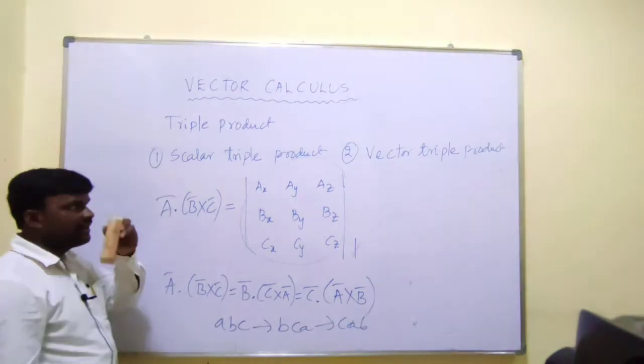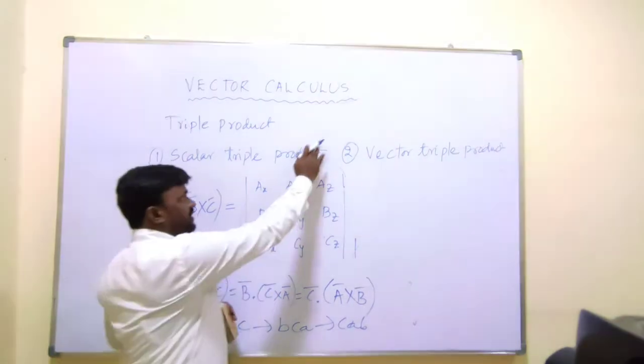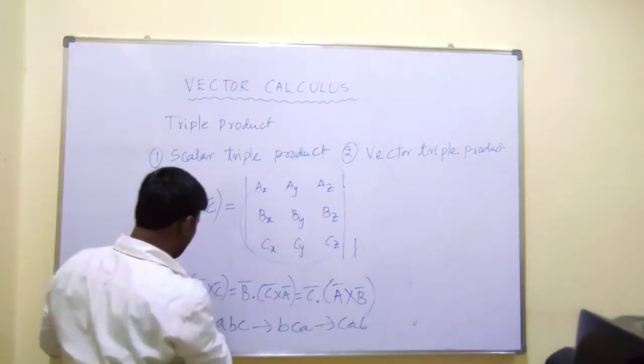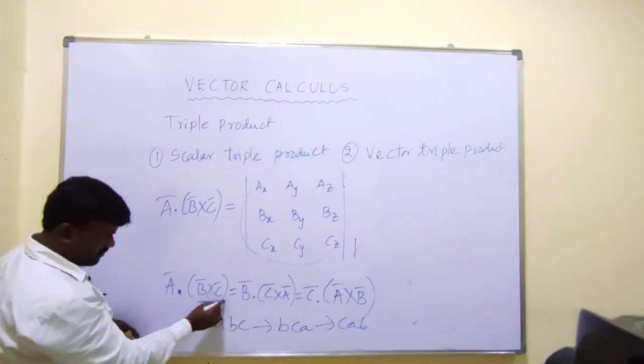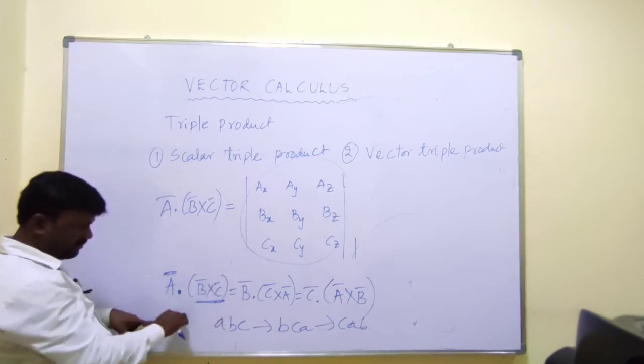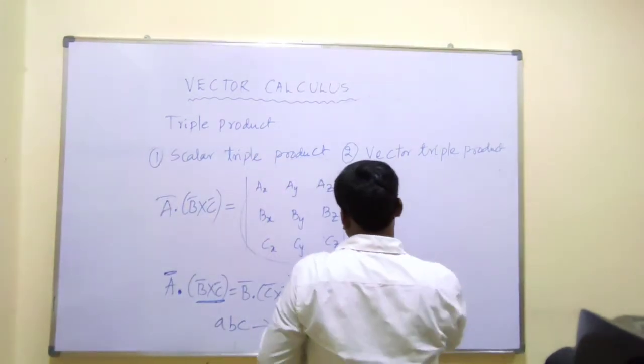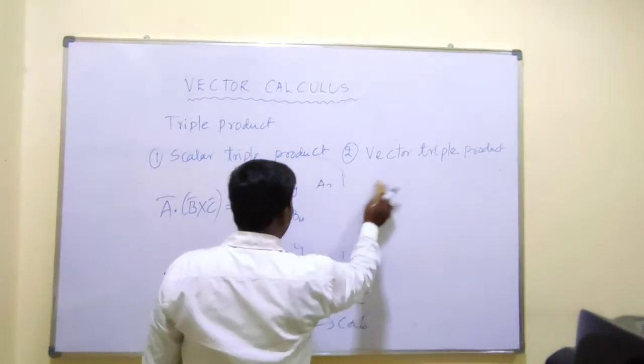Okay, you can remember it like this. Why is it called the scalar triple product? Because here we consider the cross product, which is a vector. Again, the dot product of these two vectors gives what? A scalar quantity. Already we discussed. Next we will move on to the vector triple product.